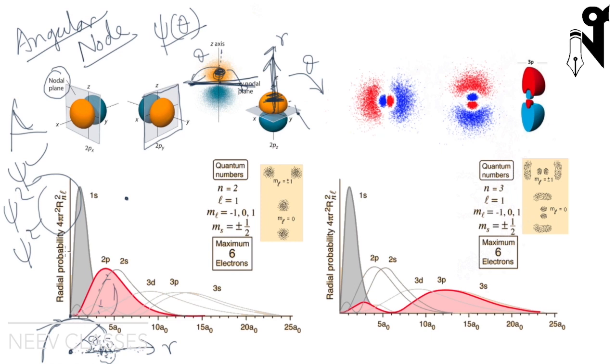So as you go along the radius, as we went along the radius over here, what happened? The probability increases and then decreases. We did not find any node. So this guy, this 2p thing, is having no radial node. 2p has 0 radial node.